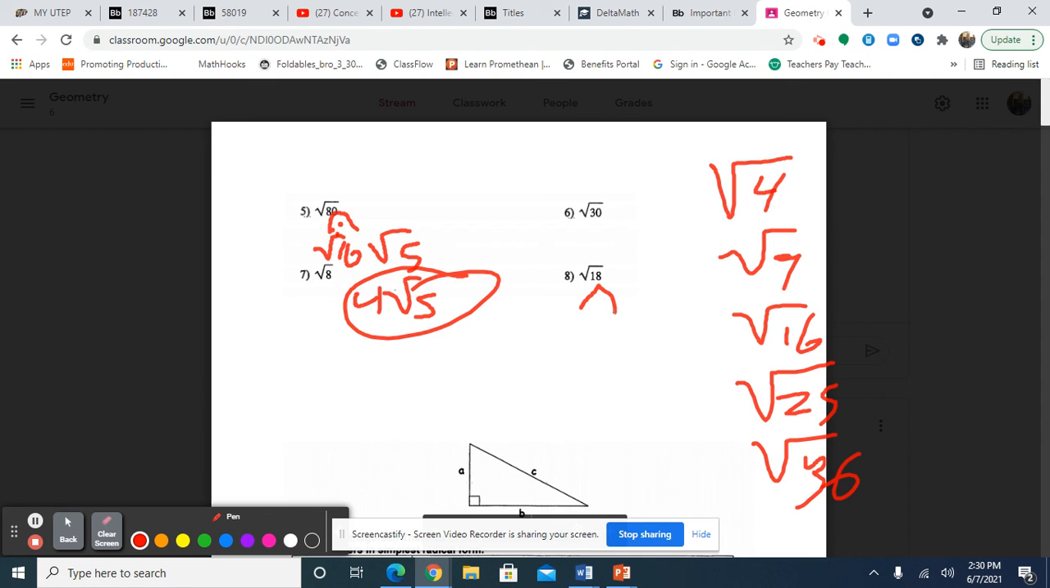Same thing with 18. With 18, we can split this into 9 and 2. We take the square root of 9, that's 3. So 3 square root of 2.